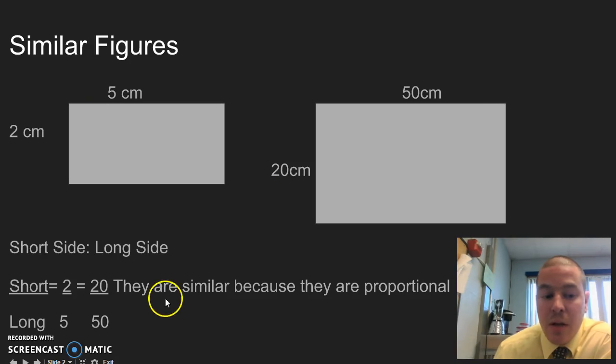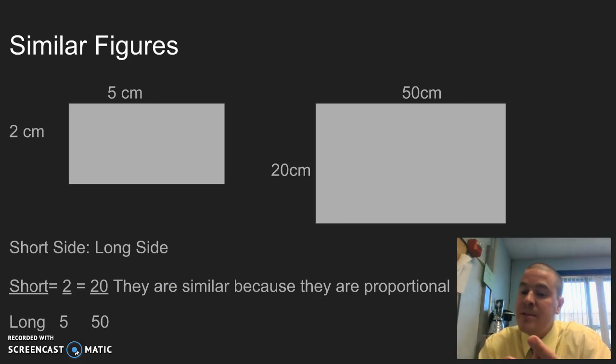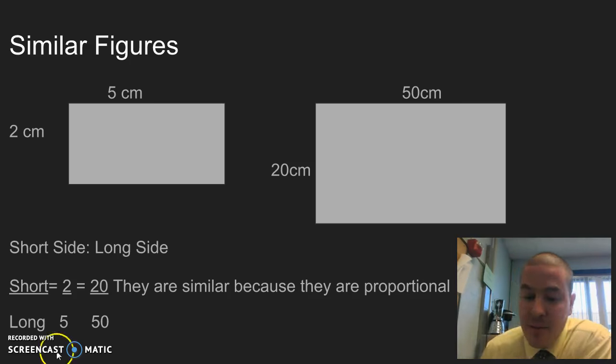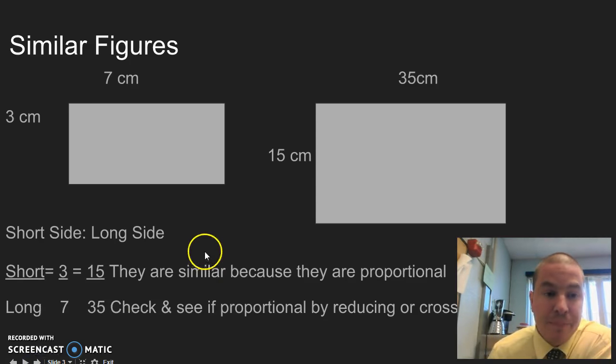In order for something to be similar, two things have to happen: they have to have the same angles, and the sides have to be proportional. If they're not, then they're not similar figures. They're not similar shapes. They may look the same, but they're not proportional. They're not scaled.